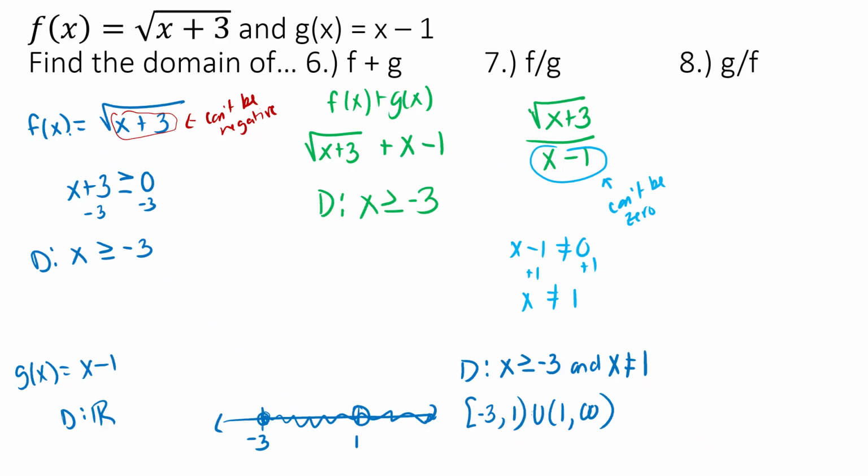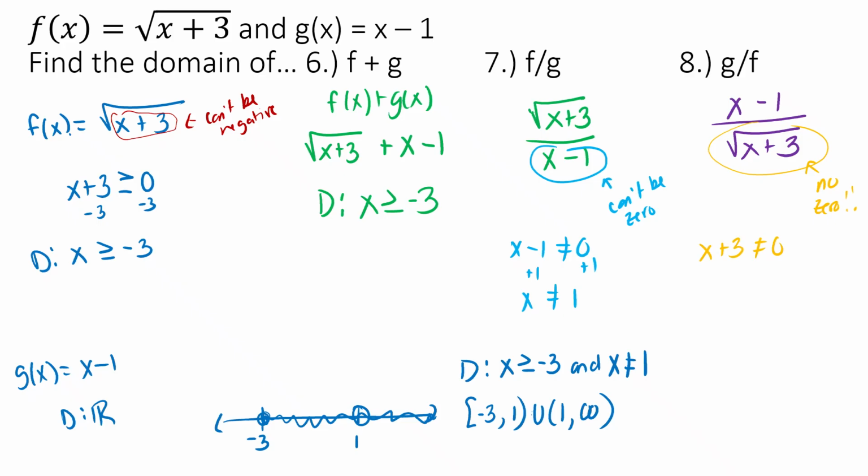Okay, last one here. This one, we've got g over f. Okay, so now this is no problem. That's all real numbers. Now we've got this issue where again, this cannot be equal to 0. So that's not a huge deal. So what that means is that now x plus 3 cannot be equal to 0.